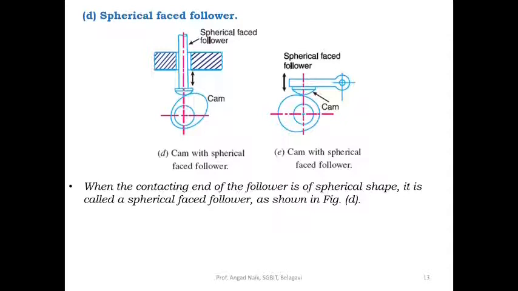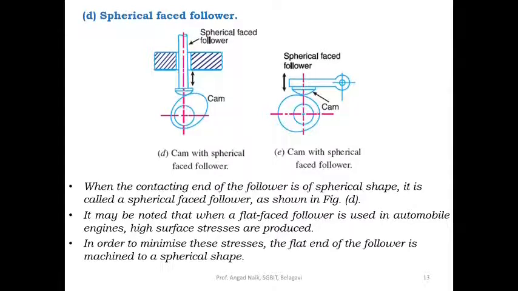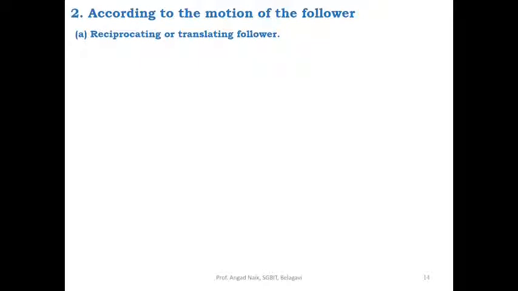It can be noted that when a flat faced follower is used in automobile engine, high surface stresses are produced. In order to minimize these stresses, the flat end of the follower is machined to a spherical shape. These are the four different types of follower under the first category. Let us go to the next, according to the motion of the follower.